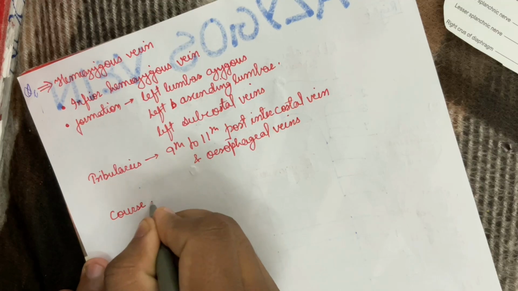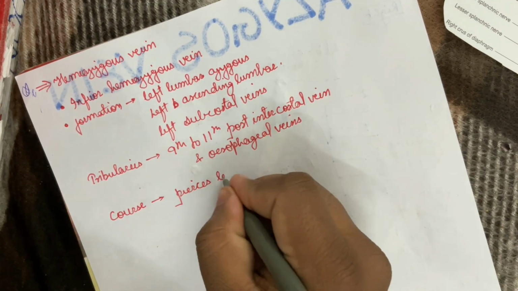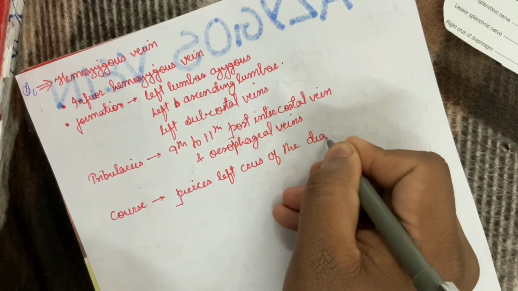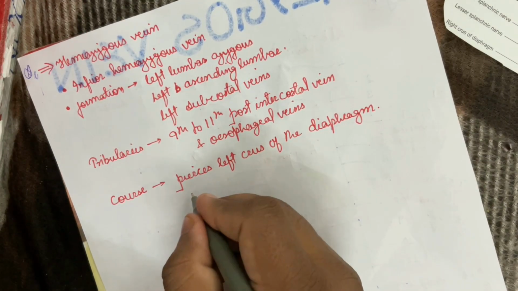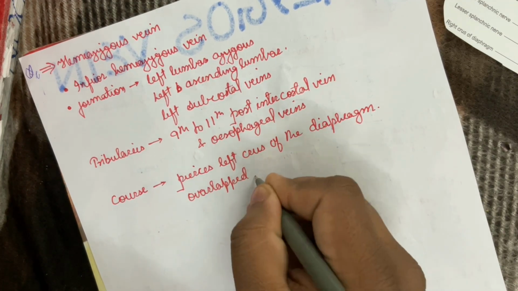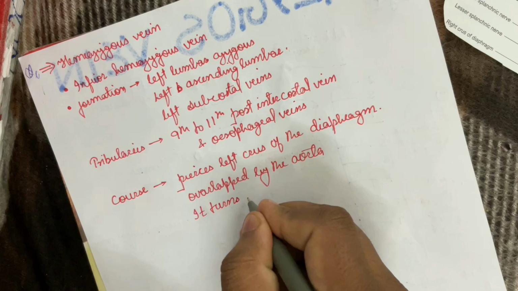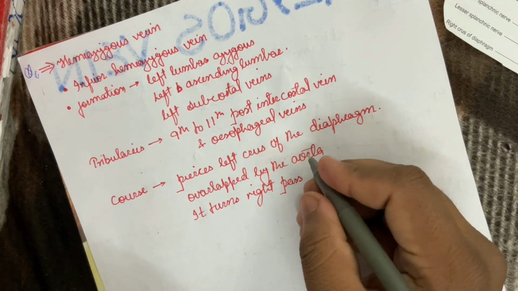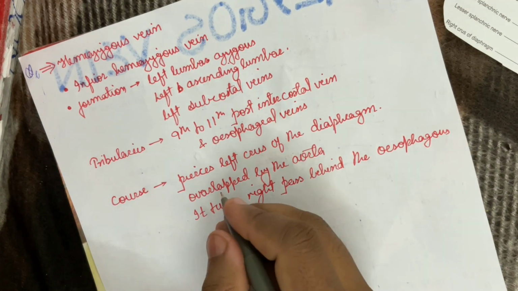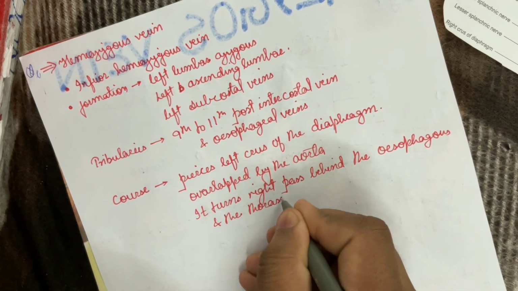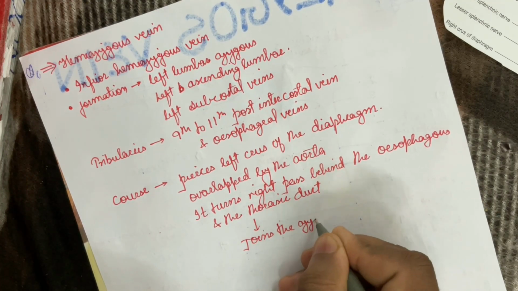Course: pierces left crus of the diaphragm, overlapped by the aorta, it turns right, passes behind the esophagus and the thoracic duct, joins the azygos vein.